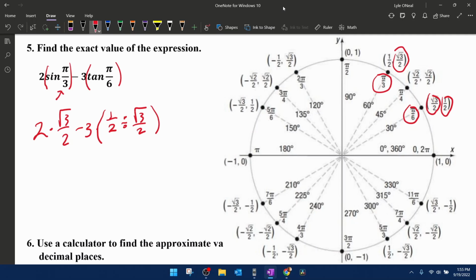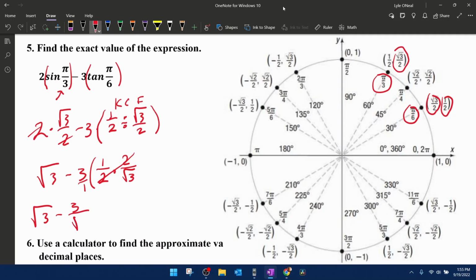And then we're going to need to simplify. Here the 2's will cancel, leaving a square root of 3. Minus 3 times, doing the KCF again, is going to give us 1/2 times 2 over square root of 3. And the 2's are going to cancel, giving us square root of 3 minus 3 over square root of 3. And then if we rationalize the fraction, that'll be 3 square root of 3 over 3, where the 3's will cancel, giving us square root of 3 minus square root of 3, which is 0.